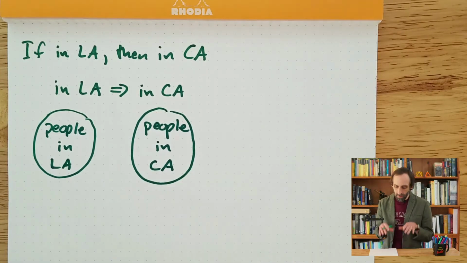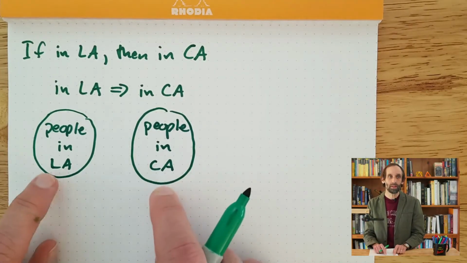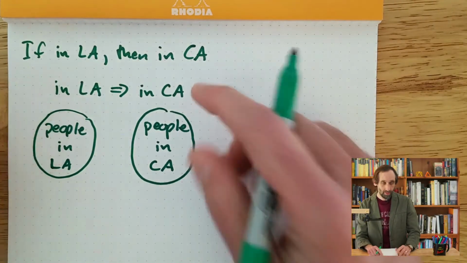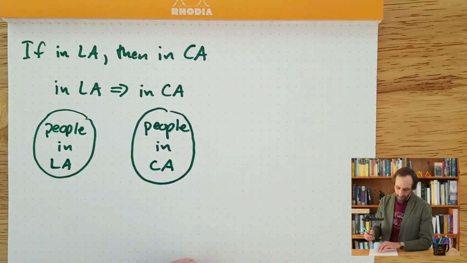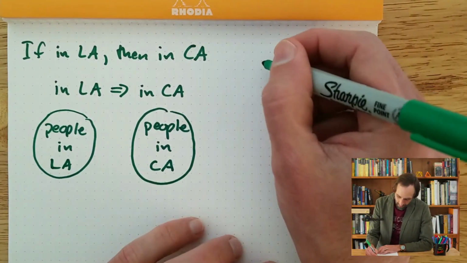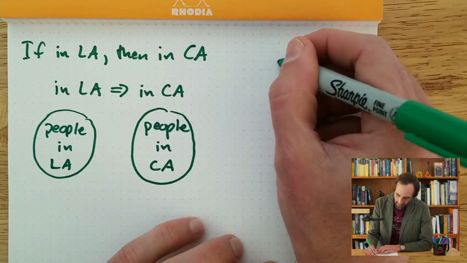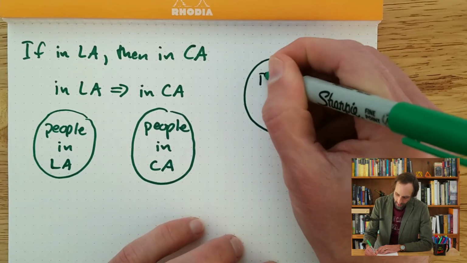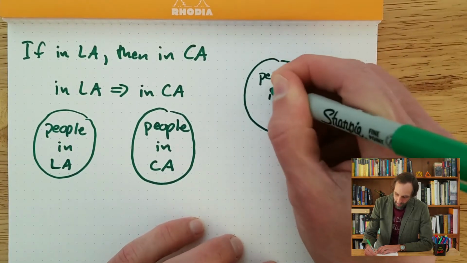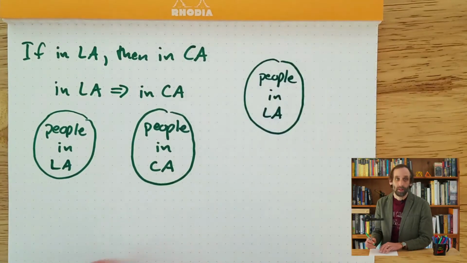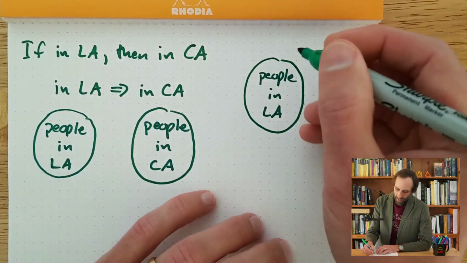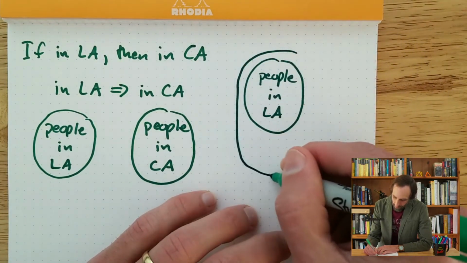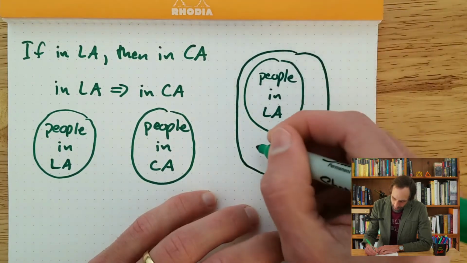Now we want to understand the relationship between these two sets of people. Given this implication and what we know about reality, we know that the set of people in LA is contained inside the set of people in California. So we'll write that in this way. People in LA is the smaller set, and that set is contained in a larger set of people in California.